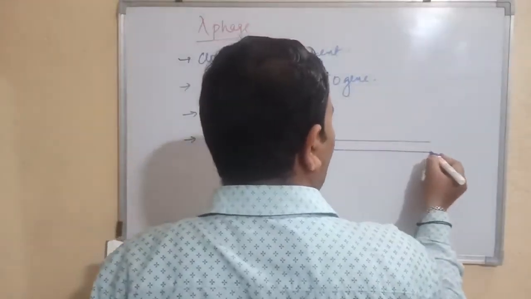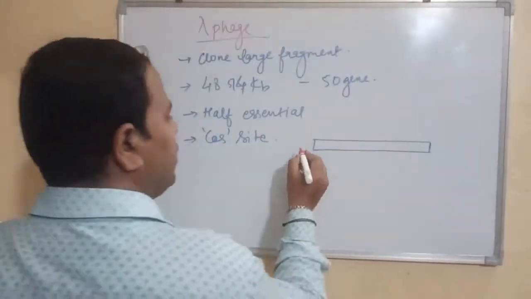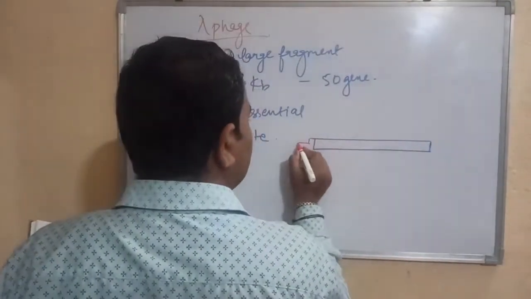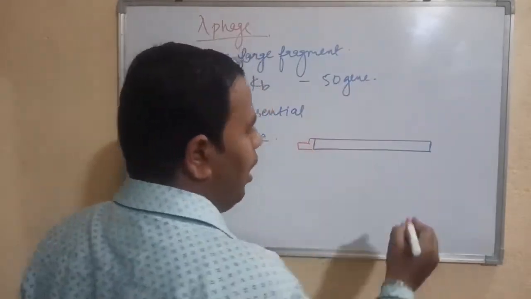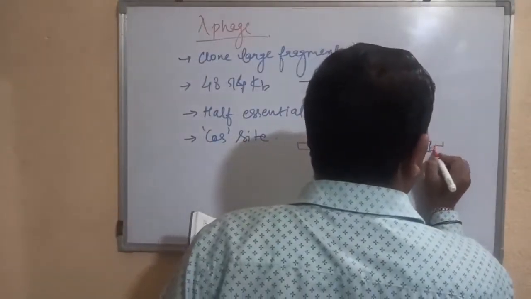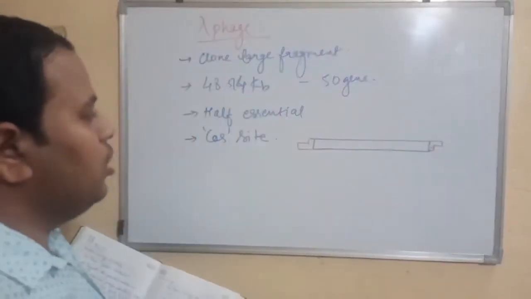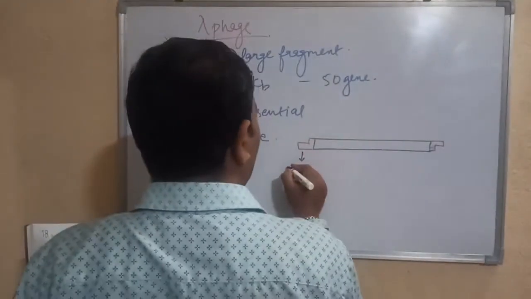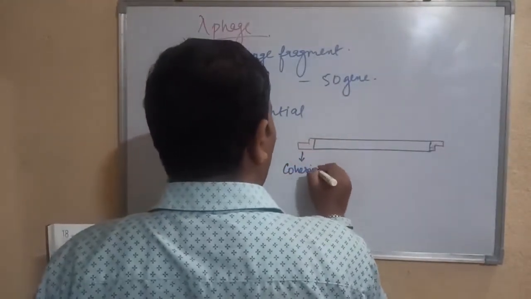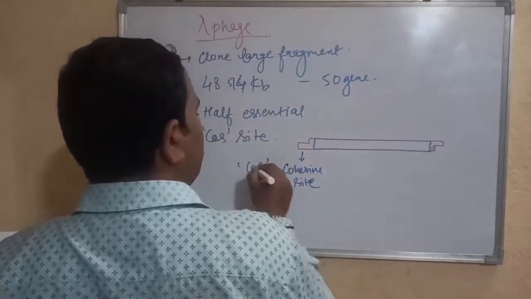Suppose this is the whole genome of the Lambda phage, and there will be the presence of a site like this on both ends. This site is called the cos site. The full form of cos site is cohesive site.